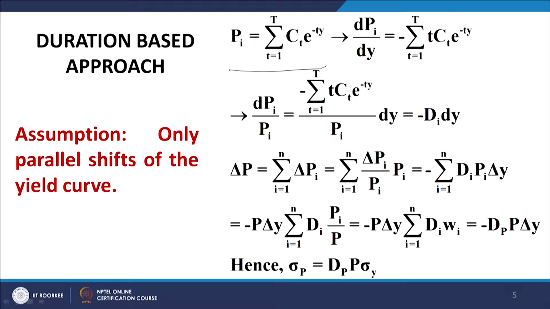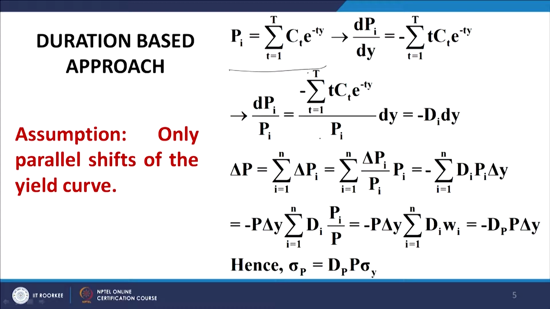Now, this expression, t C_t e to the power minus t y divided by P, is given a name, it is called the duration. We have talked about it in an earlier lecture. It is a similar expression, except for the fact that here I am using continuous compounding, whereas there I think I used annual compounding. That was the only difference. The philosophy, the concept is absolutely identical.